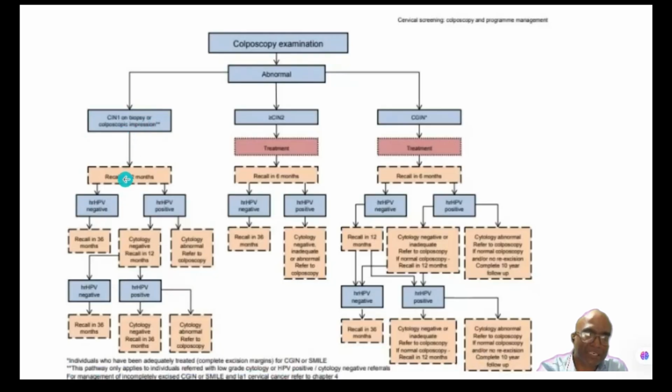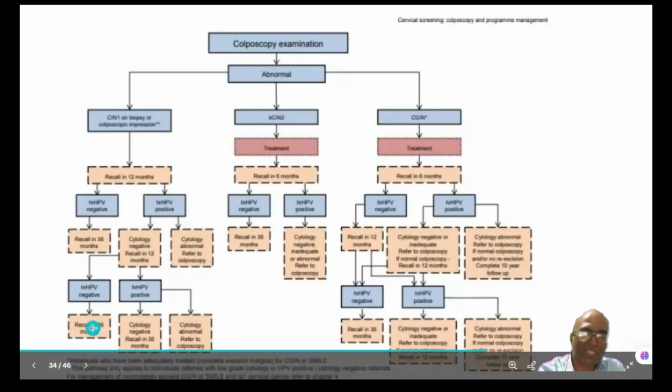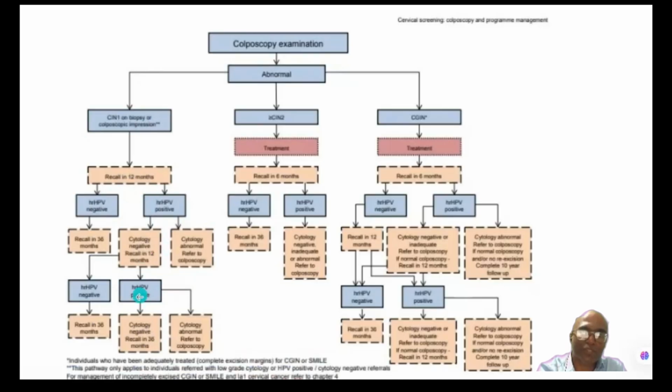You will repeat HRHPV in 12 months. If HRHPV is negative, she will be followed up at 36 months. If HRHPV is positive and the cytology is negative, again recall in 12 months. If it is negative, recall in 36 months. Now, if your HRHPV is positive here also at the end of 24 months, then also she will be given recall, because you have done her colposcopy 2 times and the colposcopy is normal.